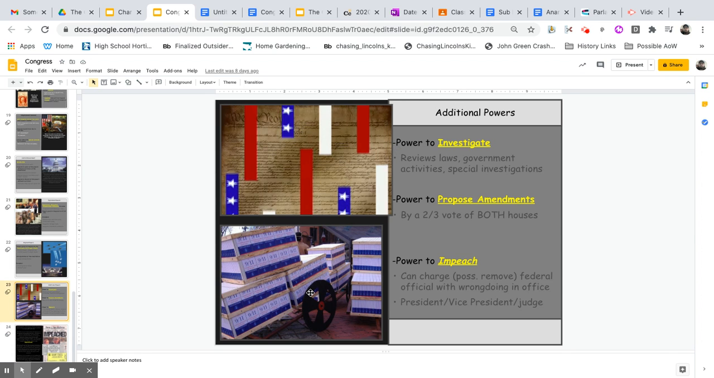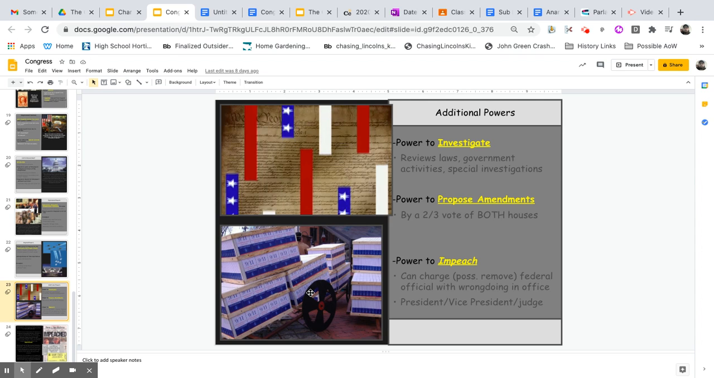And then the last thing, I'm going to end here actually. The last thing is for additional powers, they can investigate. So if they think a person in government has done something wrong, they have the power to investigate. That could be someone in the executive branch, but it could also have to do with a government organization. Like if they thought the FBI, I keep saying the FBI, but that's fine, or the CIA had done something wrong, they can investigate and formally charge those people too.